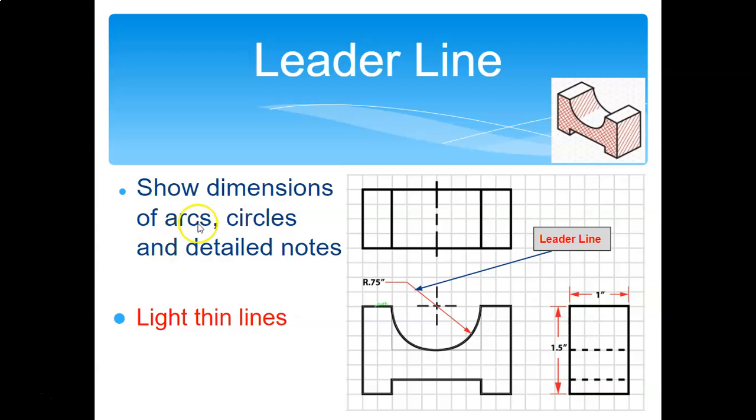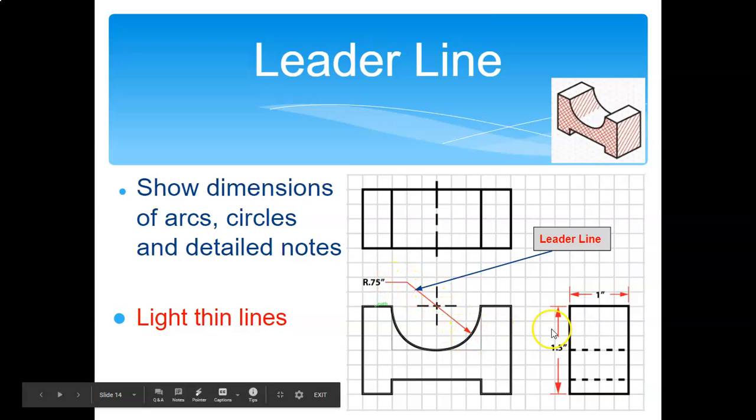A leader line is when you have some type of curve or note. So it's a detailed note, arc, curve, whatever, but this is a light thin line. It looks just like a dimension line, but it points to something. So it's not in between extensions, it's just pointing to something.